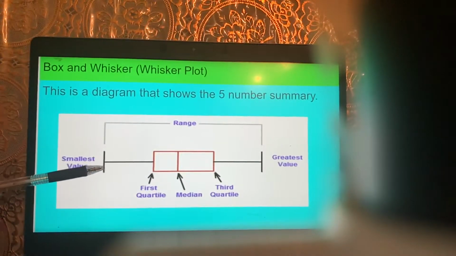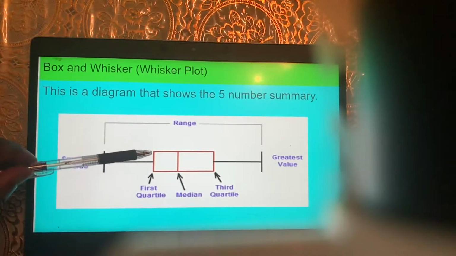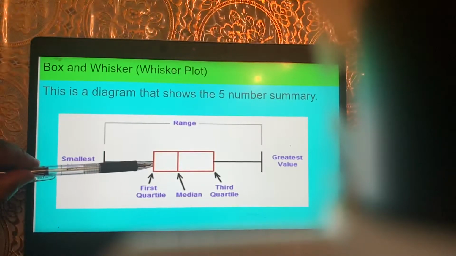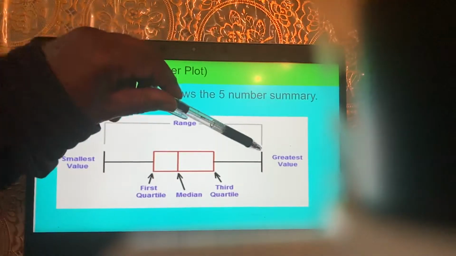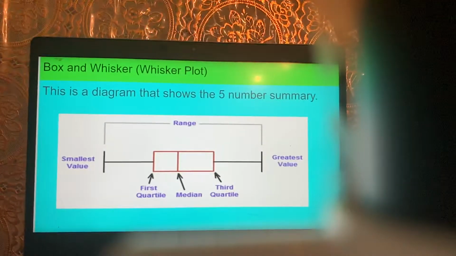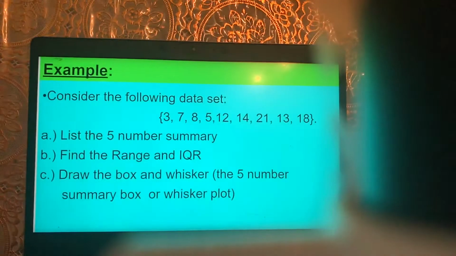You have this bar here showing the smallest value, this box here with a bar for the first quartile, for the median, for the third quartile, and for the greatest value. This is just another way of representing your data in diagram form. Okay, let's take an example. Consider the following data set. We want the 5-number summary. Find the range and IQR, or interquartile range. Draw a box and whisker plot.